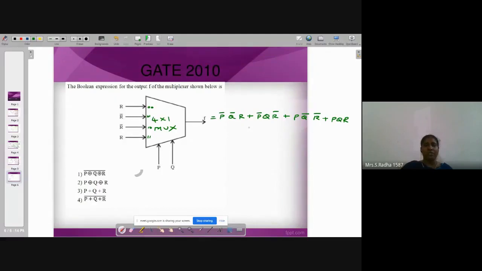Other than simply that, what I will do: F is a function of PQR, so R I will take as LSB. So this is nothing but 0, 0, 1, which is min term 1. This is 0, 1, 0, which is min term 2. This is 1, 0, 0, which is min term 4. 1, 1, 1, min term 7.